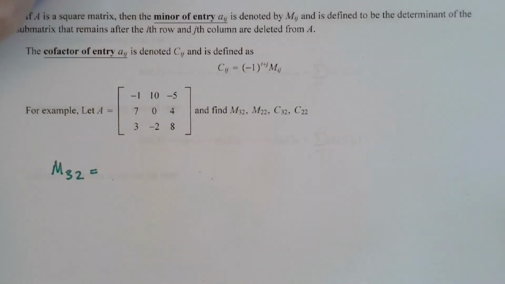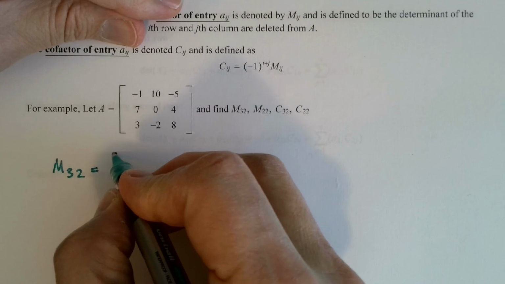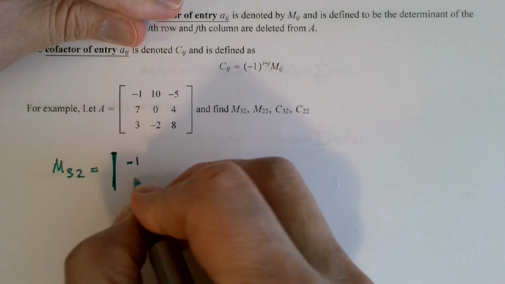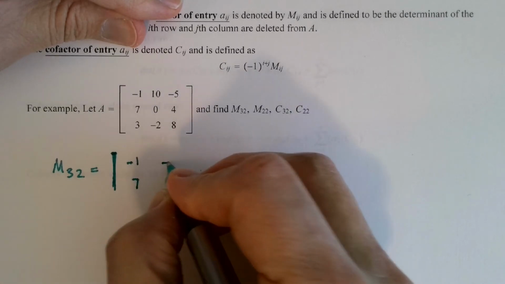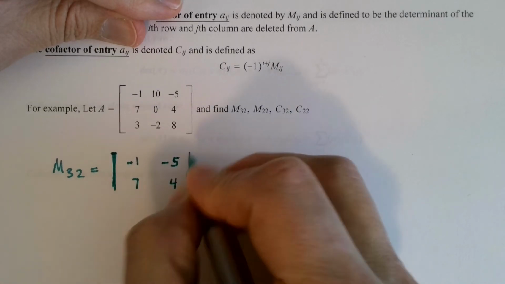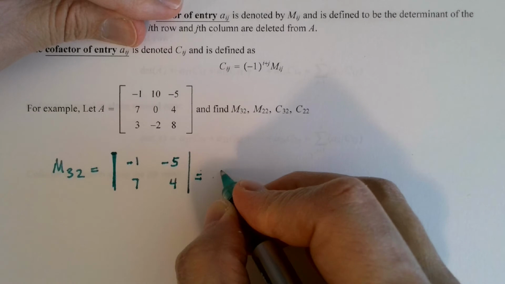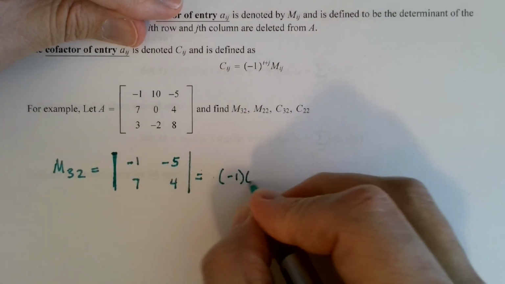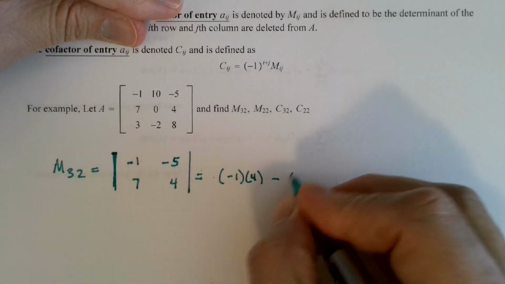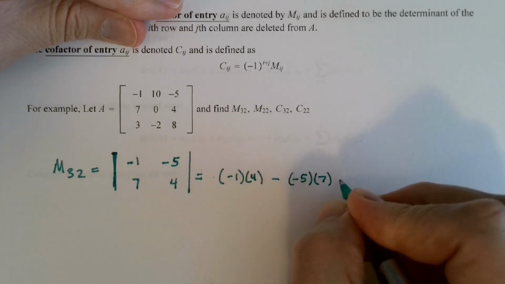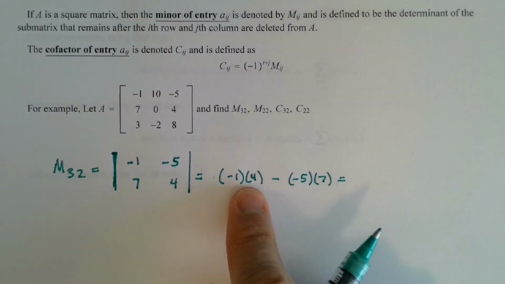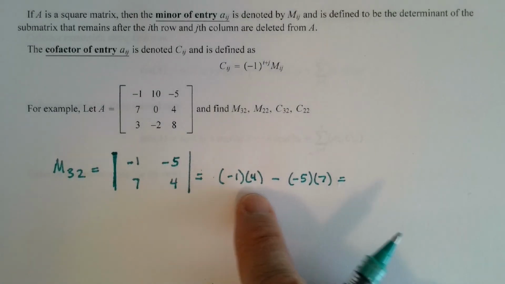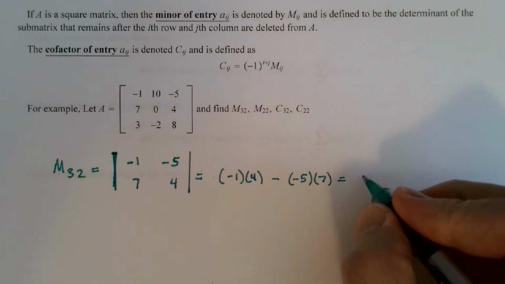Okay. So this is going to be the determinant of, with vertical lines, -1, 7, -5, 4. So I can do this, right? 2 by 2 we just talked about. So AD is -1 times 4 minus BC, -5 times 7. And we get -4 minus a -35. -4 plus 35 is 31.